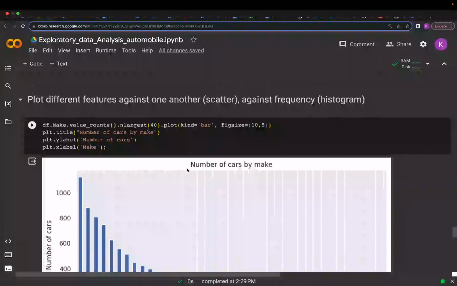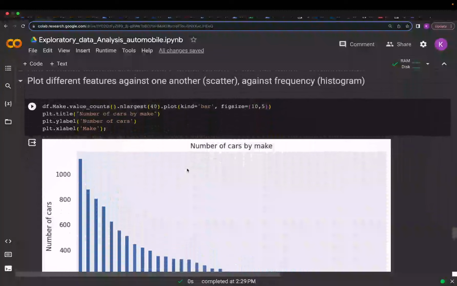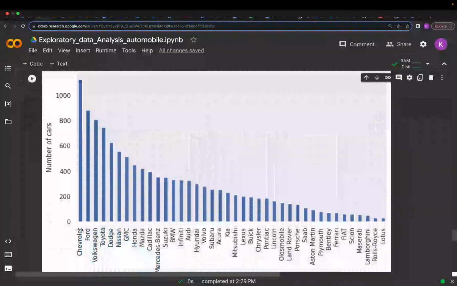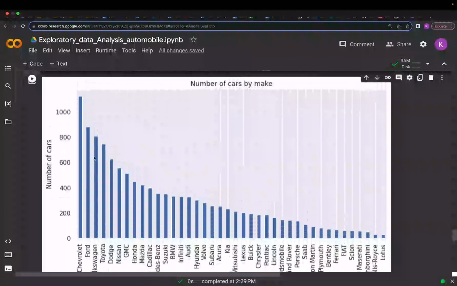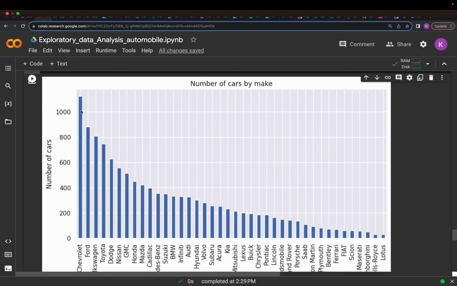Another plot that you will be using a lot is the bar chart. So here we are looking at the frequency distribution as bar charts. You can see that in our data, Chevrolet has the highest number of vehicles, followed by Ford and Volkswagen, and only Chevrolet has more than 1,000 vehicles recorded in the data frame, and the remaining are in the scale of a few hundreds.